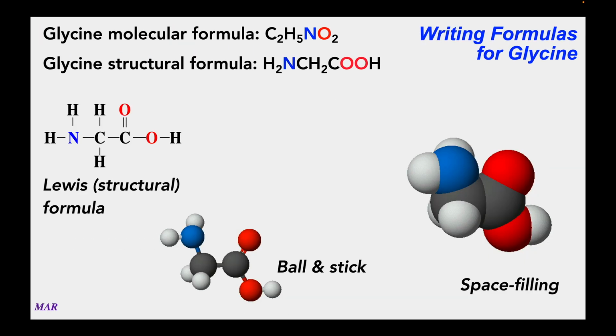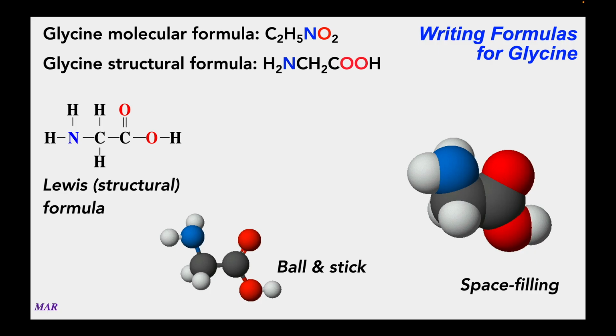Here's another example. This is now with glycine. Glycine has the formula C2H5NO2, and that's a great way to represent it because you see how many atoms are in there. There are 2 carbons, 5 hydrogens, and so on. However, that molecular formula doesn't have any information on the structure.